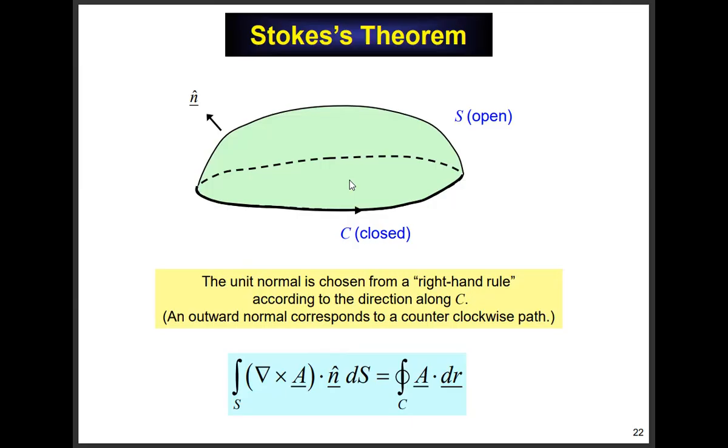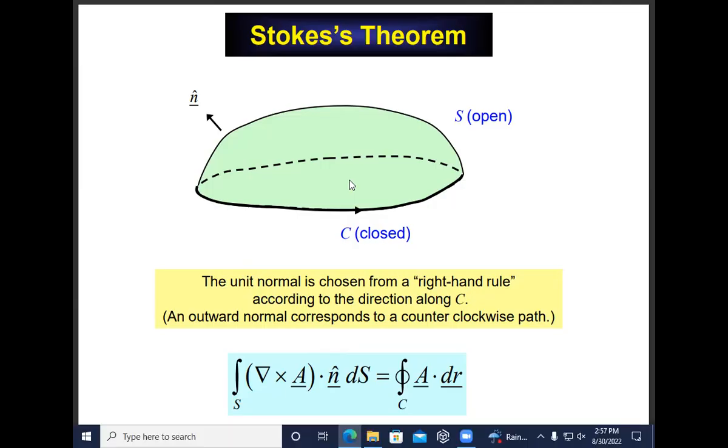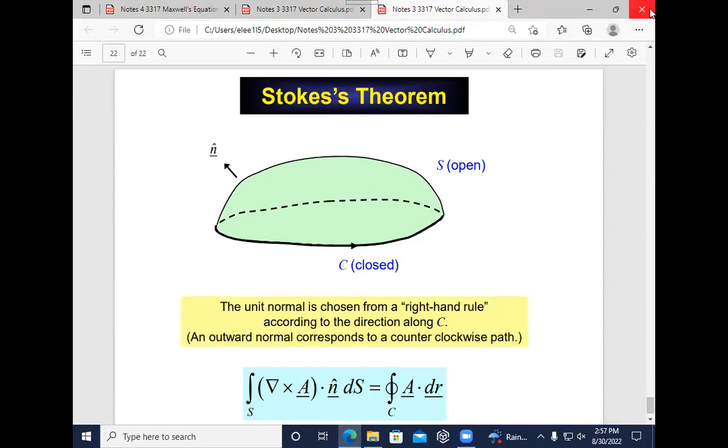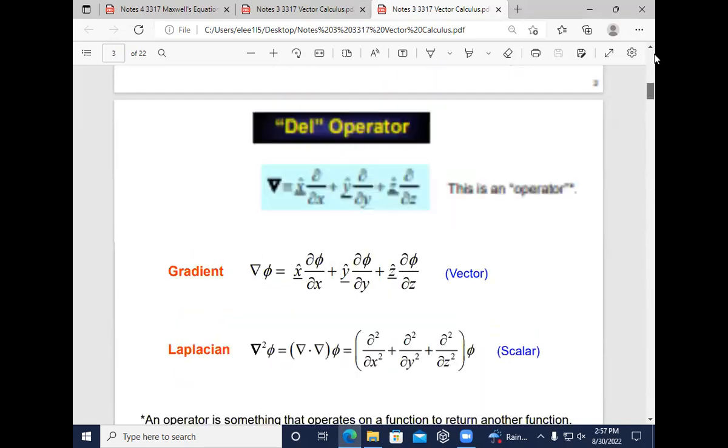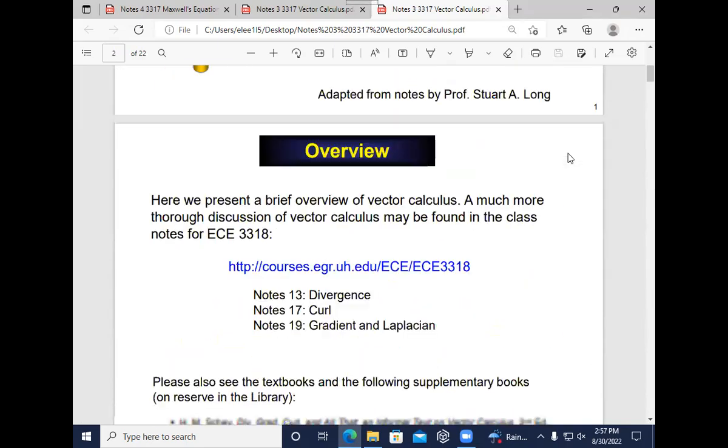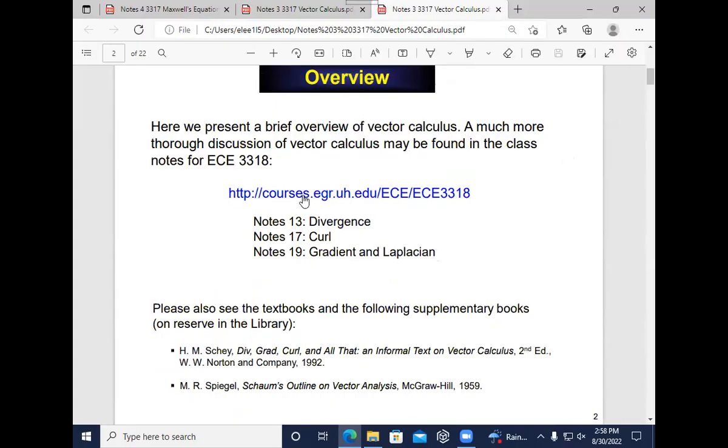Okay, there's your review of vector calculus. I hope you enjoyed it. If you want more, let me remind you one more time that, of course, you can see it in the books, but the 3318 notes do a lot of in-depth discussion about vector calculus. I'm kind of partial to that. That's one of my favorite classes, so I'll invite you to read those notes if you want to see more details about vector calculus. But that's enough for us here.